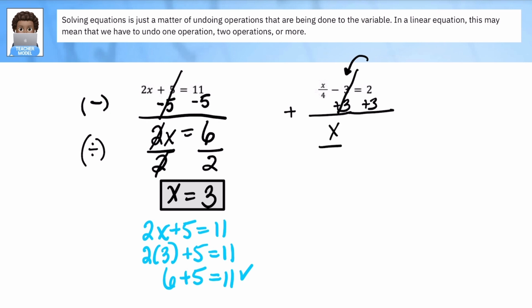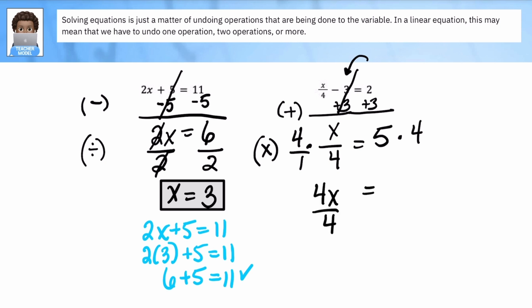So now I'm left with x divided by 4 is equal to 5. All right, what's the opposite of division? A number divided by 4, its opposite would be multiplying. So I'm going to multiply. Instead of dividing by 4, I'm going to multiply by 4. And I'm going to do the same thing on the other side. Notice on one side it's 4 over 1 because I have fractions. On the other side, I just left it as a 4. All right, so that gives me 4x over 4 is equal to 20.